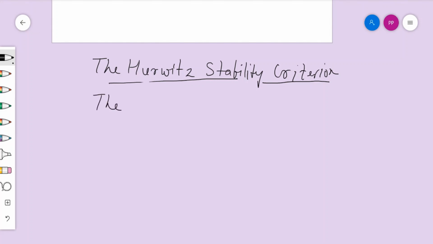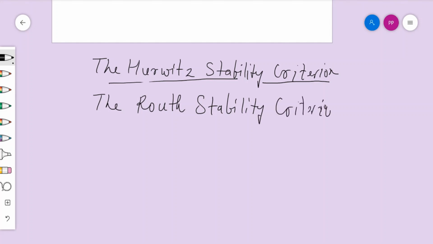So let me write it: the Routh Stability Criterion. The Routh Stability Criterion is an analytical procedure for determining if all the roots of the polynomial have negative real parts, and it is used in the stability analysis of linear time invariant systems.